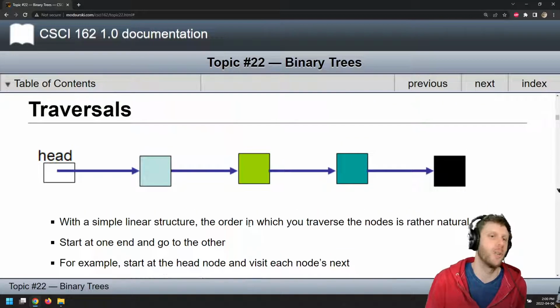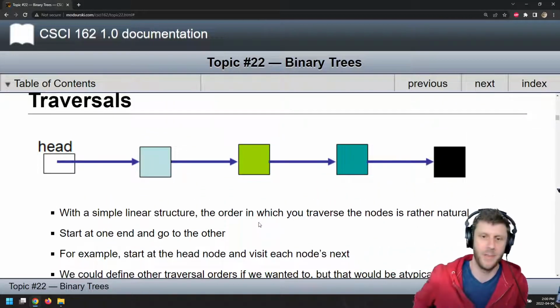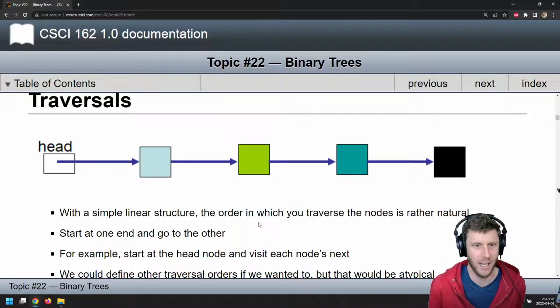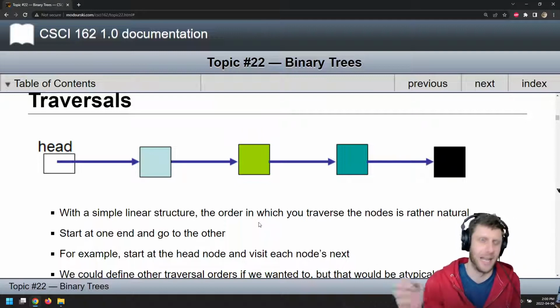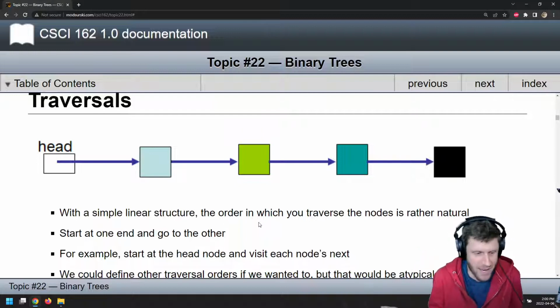Now, a traversal. When we have simple linear data structures, the order that you traverse the thing is obvious, right? Here's a linear data structure, a unary tree. You start at the beginning. What comes next? The next thing. If you have an array and you start at index 0, what comes next? Index 1. Why? Because there is a single next.